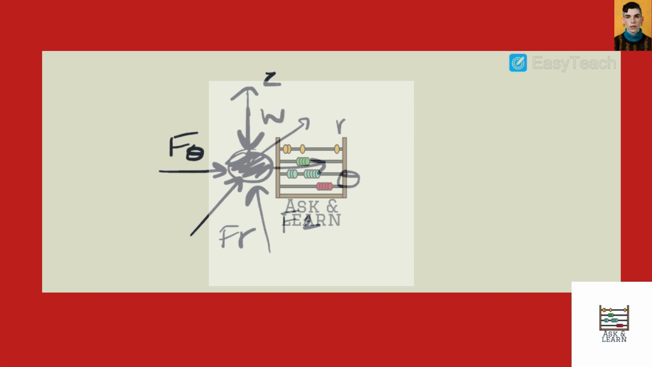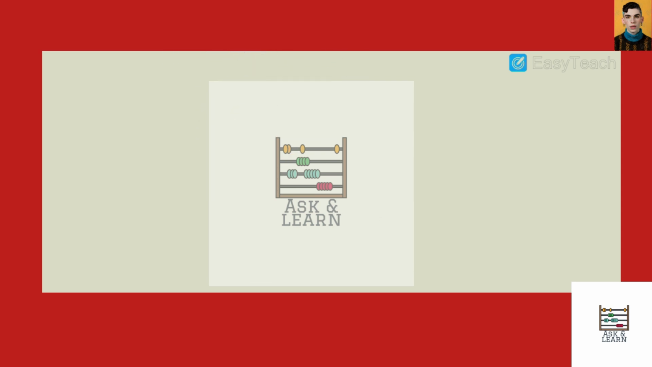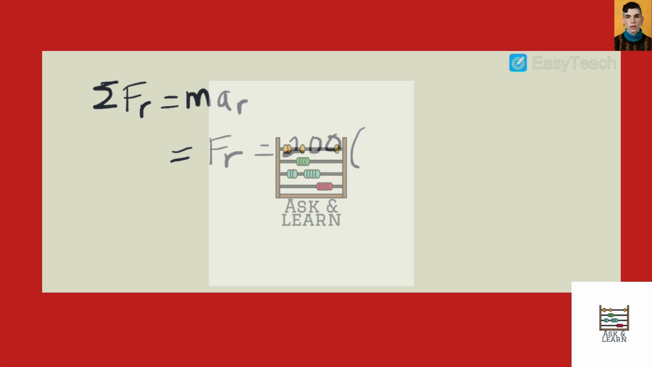So now we can apply Newton's second law and say that the net force in the r direction is equal to m times a_r, and this is equal to Fr. That's equal to 200 times negative 4.5, because that's what we had for a_r, and this gives us an Fr that's equal to negative 900 newtons. So that's one part of our answer.